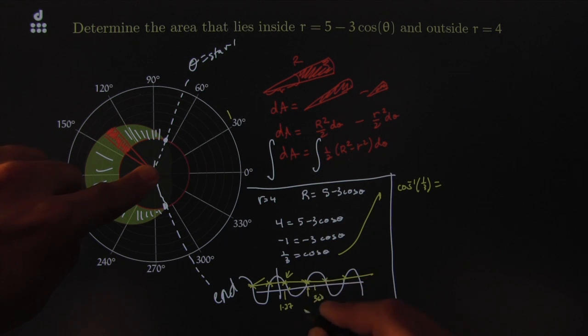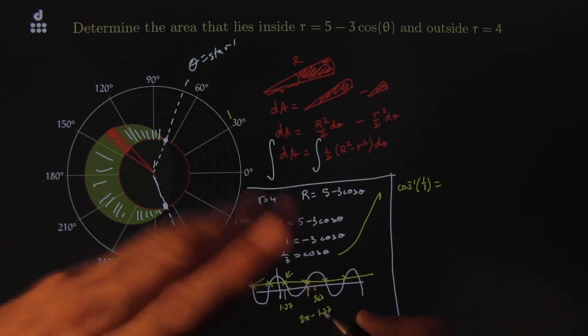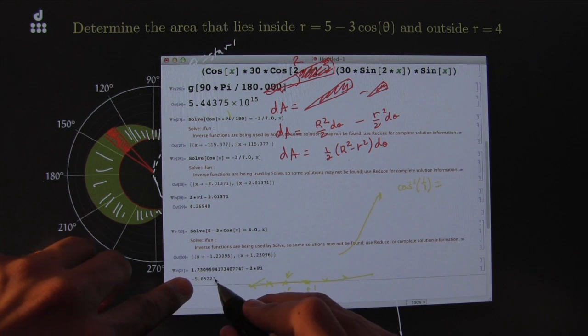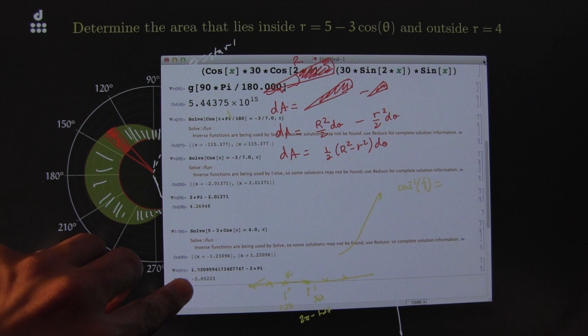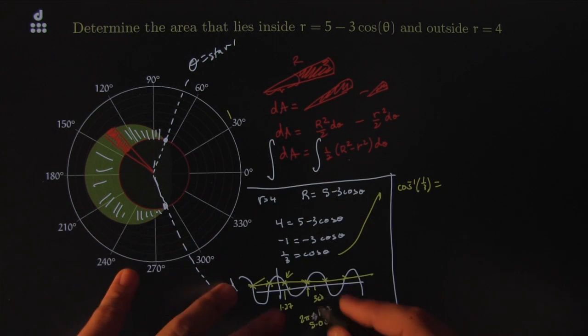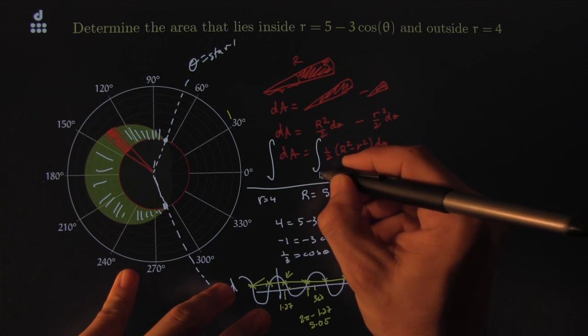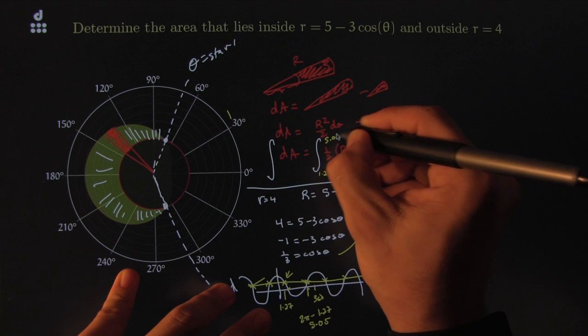Well, that would be 2 pi minus 1.27. So that's about 6.28 radians, take away 1.27. I don't know, let's use the calculator again. That would be approximately 5.05 approximately. So my limits are from 1.27 radians up to approximately 5.05.